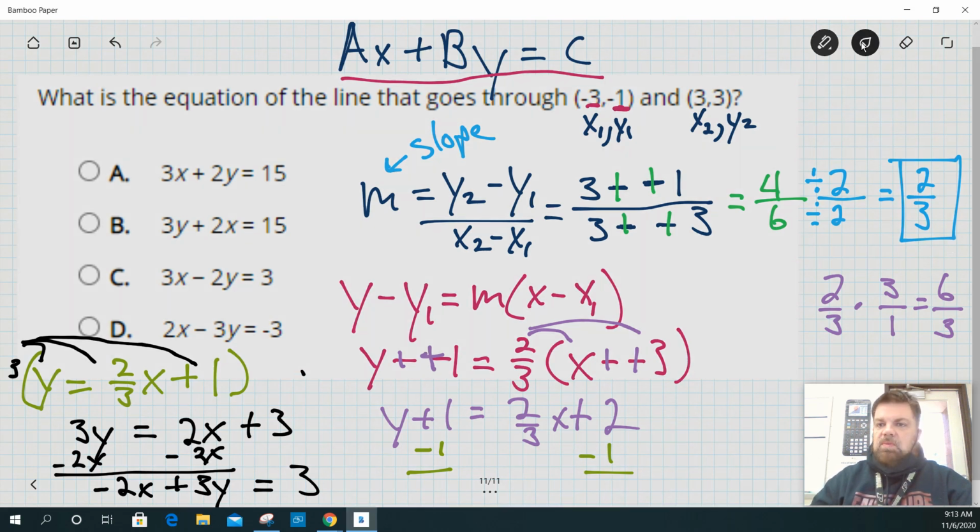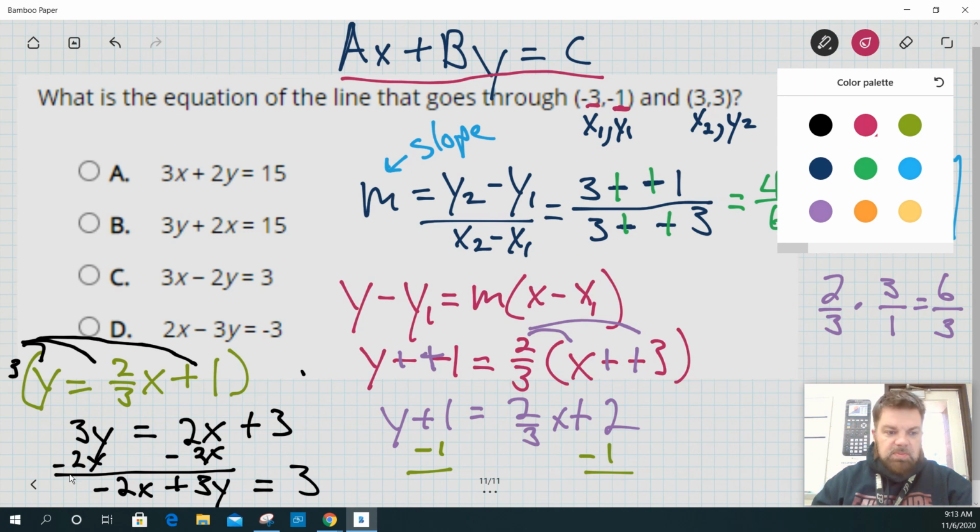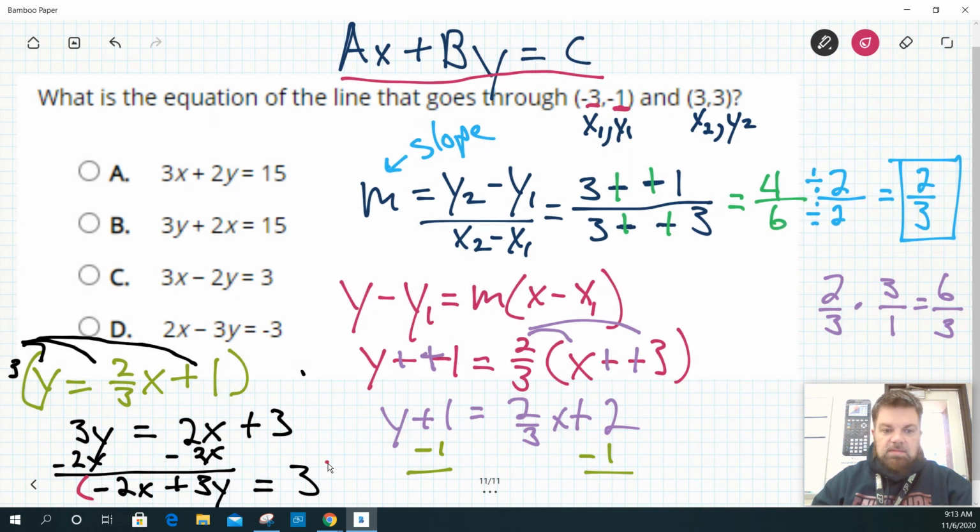So what I'm going to do is multiply this whole thing by a negative 1. Right? And then that changes the sign of everything. So then this becomes a positive 2x. This becomes a negative 3y.